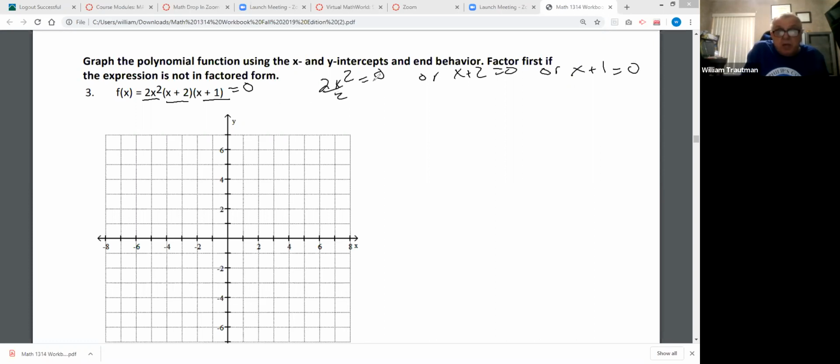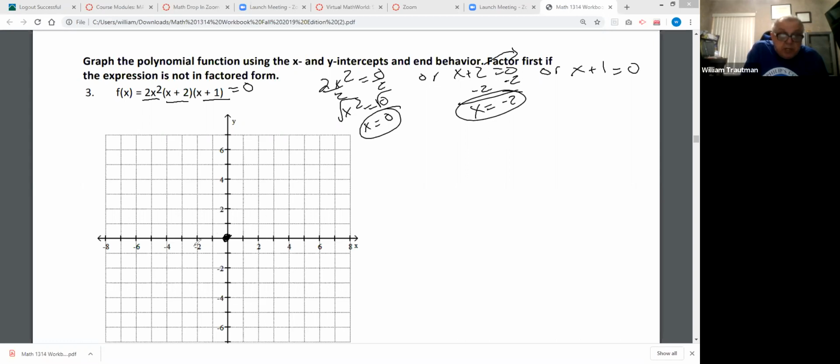If I divide by 2, I get x squared equals 0, and take the square root of both sides, I get x equals 0. That's one of the X-intercepts. For my next X-intercept, I get 2 to the other side by subtracting 2.